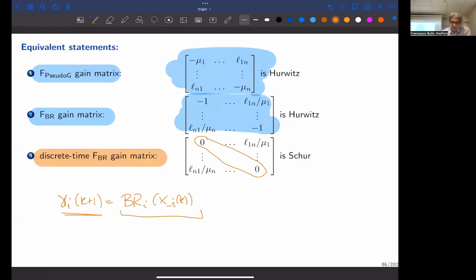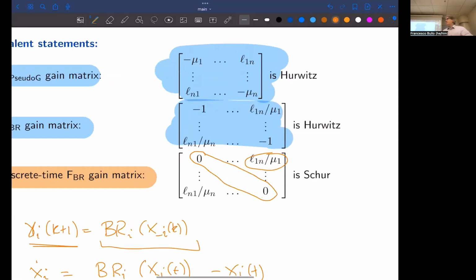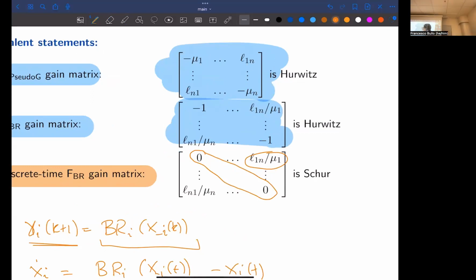And then it has the same off-diagonal terms as the continuous time best response, because the continuous time best response would have been best response i of x_{-i} at time t, minus x_i at time t. When I take the mixed derivatives, so when I take the partial derivative with respect to x_{-i}, you get L_i. So that's why you get this here. So what have I done here? I have written down the gain matrix in continuous time for pseudo gradient, in continuous time for best response, and in discrete time for best response.